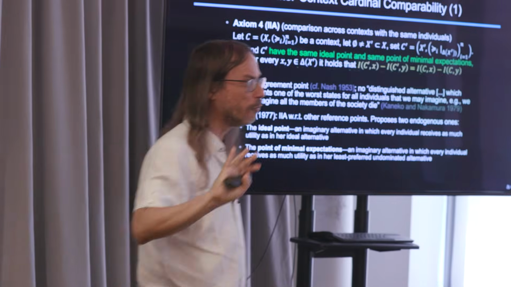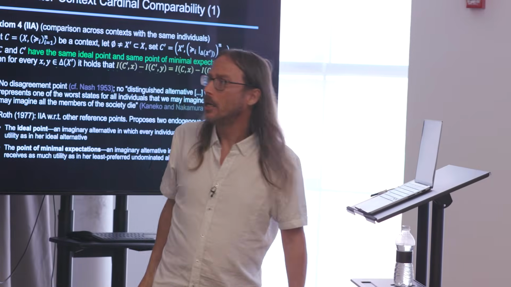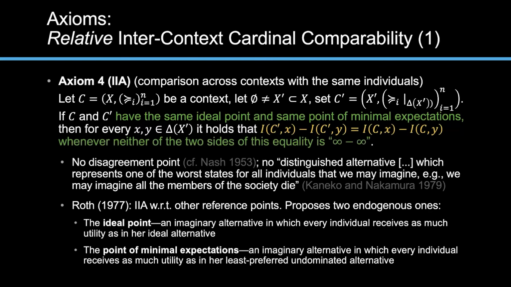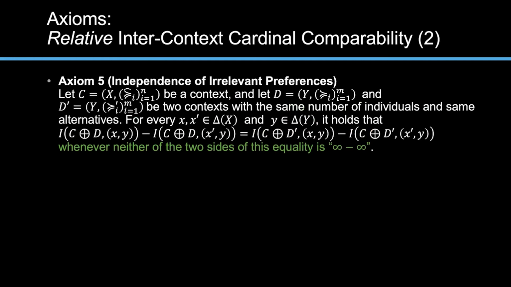So this is the cardinal version of IIA, and just to show you that I'm not cheating in any way, we're going to say this applies whenever neither side is infinity minus infinity. If one of these is infinity minus infinity, the axiom has no bite. So I'm not cheating here with infinities. So this is IIA. Axiom 5, almost there.